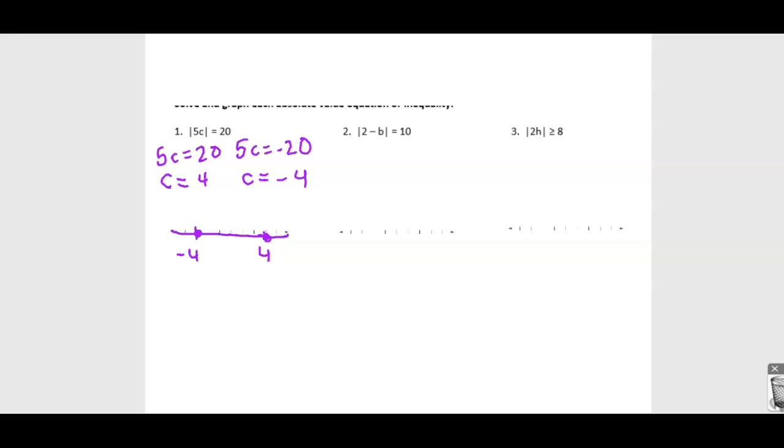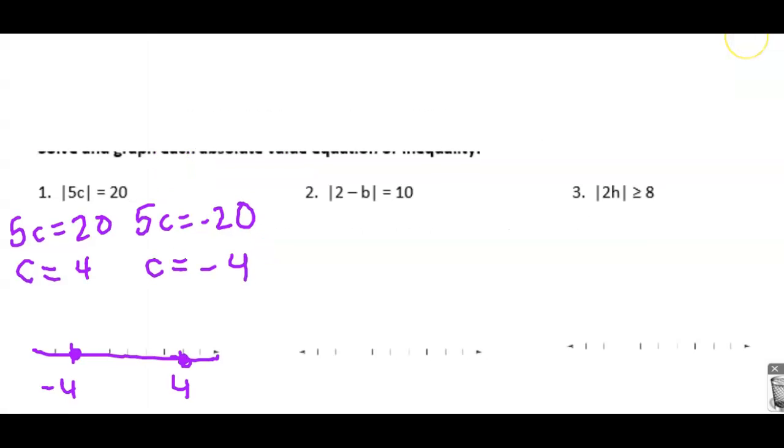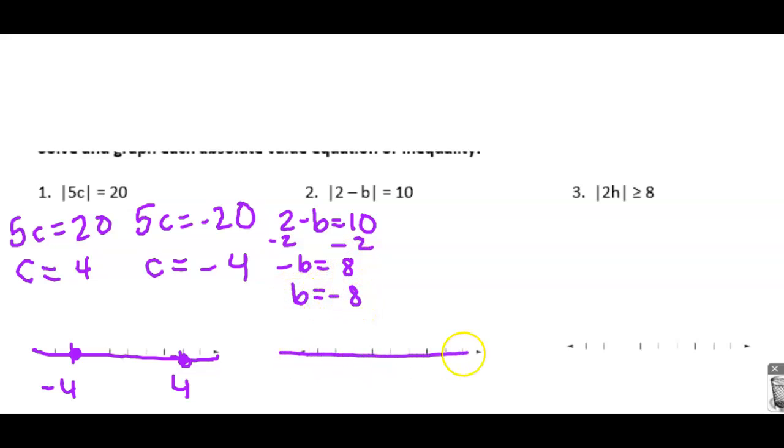In example 2, same idea. You have your absolute value. You're going to split it into both the positive and the negative. So you'd have 2 minus b equals 10, as well as 2 minus b equals negative 10, and you solve both for b. So 2 minus b equals 10, so you subtract 2 from both sides. Negative b equals 8, or b equals negative 8.